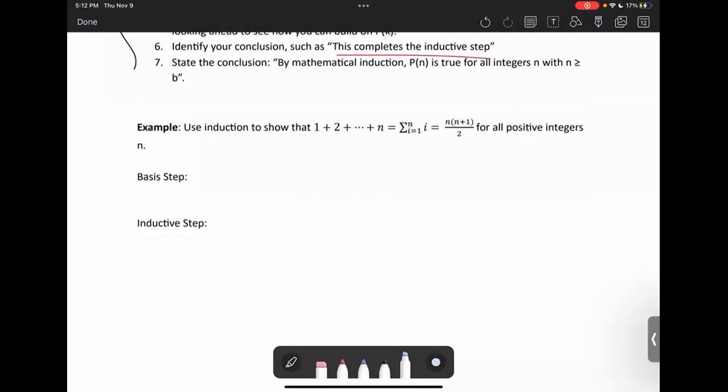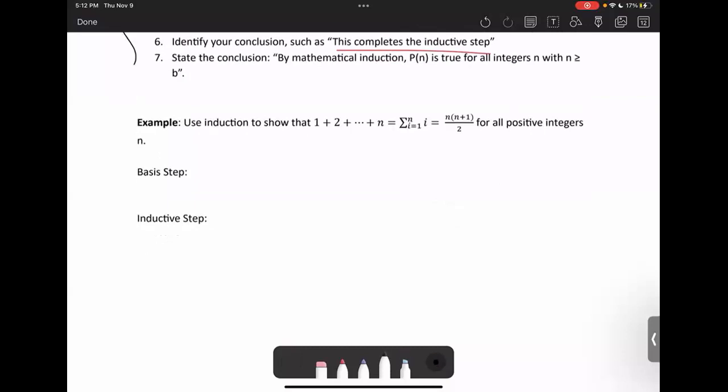In our first example, we're going to prove that the sum of all integers from 1 to n is equal to n times n plus 1 over 2. Remember, we learned this in chapter 4 in our summations. It may have actually been chapter 3. And now we are going to actually prove that that is true.